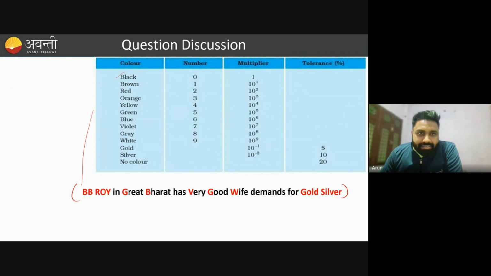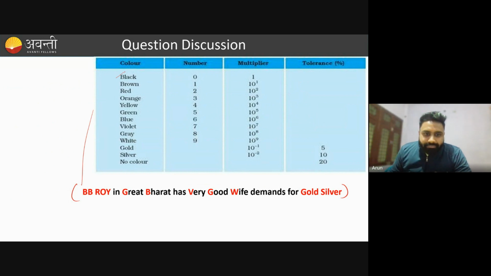To remember this, we have learned this abbreviation: BB Roy in Great Bharat has a very good wife, which automatically demands Sona Chandi, gold and silver. And after that, it is no color. So B represents black. Again, B is for brown. Roy, R is for red. O is for orange. Y is for yellow. G is for green. B again is for blue. And V is for violet. G for gray. W for white. And gold, silver, I have written it.